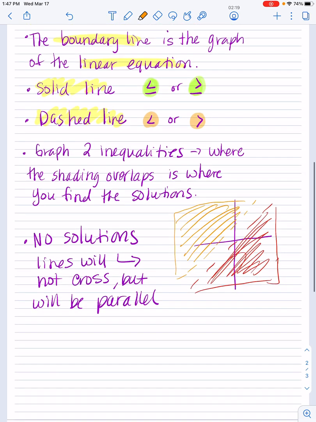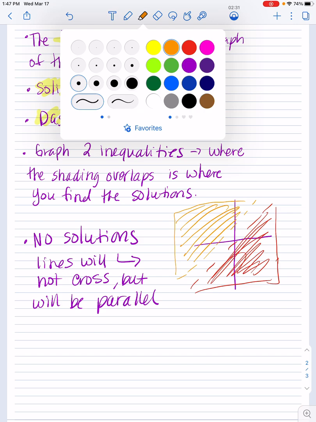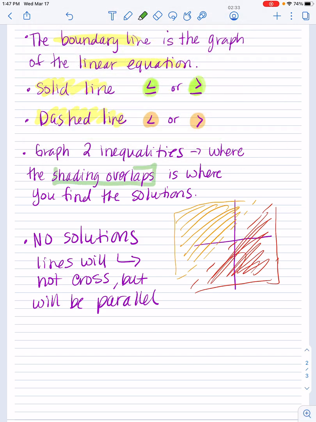There will be instances where you'll graph two inequalities, and I'll show you this in a second. When you graph two inequalities, wherever the shading overlaps, that is where you're going to find your solutions. So you're going to notice that you can have more than one. There's going to be a lot of solutions in these problems because a graph covers a large area of space.